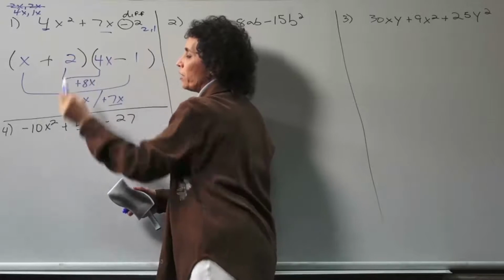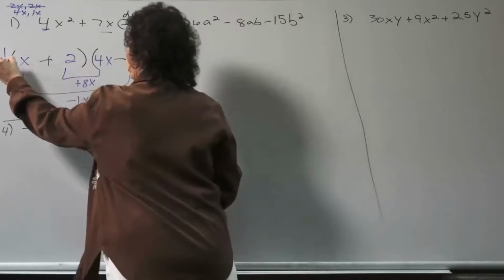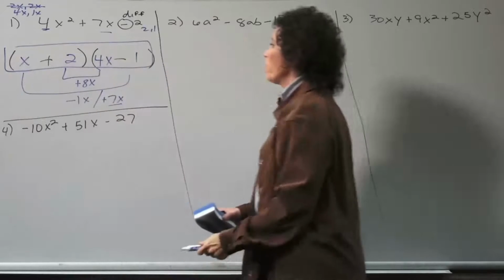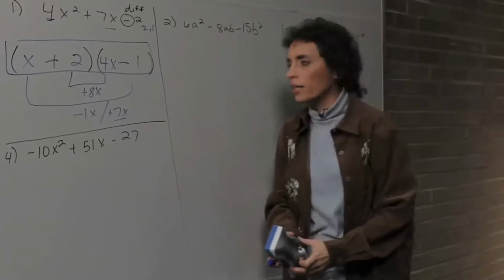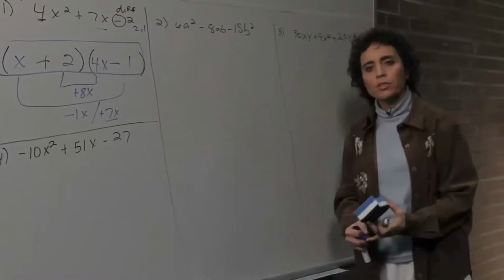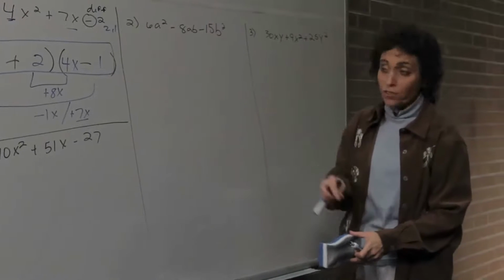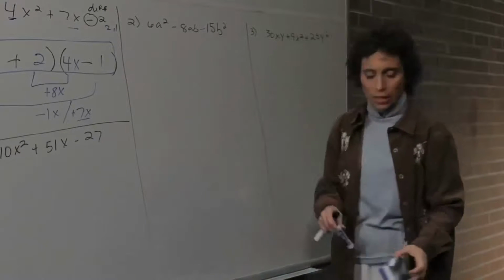You would have made that one positive and that one negative, but we don't have to do that because we are done. So our answer to this problem is x plus 2 times the quantity 4x minus 1. That's the answer to that problem. Done. You are done. Very cool. Okay? You ready? Number 2. If you have any questions about that, watch the video again, rewind the video, or ask your instructor. But that's a great problem.